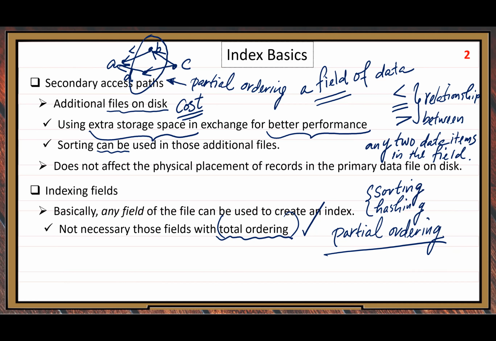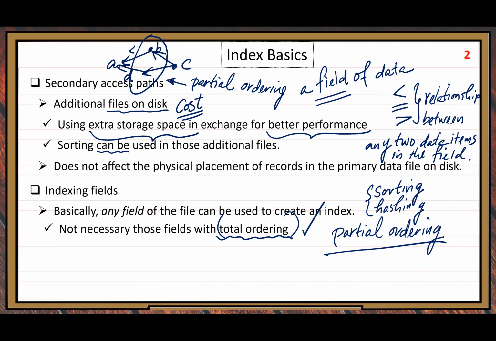So for indices, even if some of your fields do not have total ordering, you can still create auxiliary index files for those fields. Why and how? Remember hashing. The hashing technique does not rely on ordering, any ordering; you will see later. Hashing relies on mapping, some special mapping.